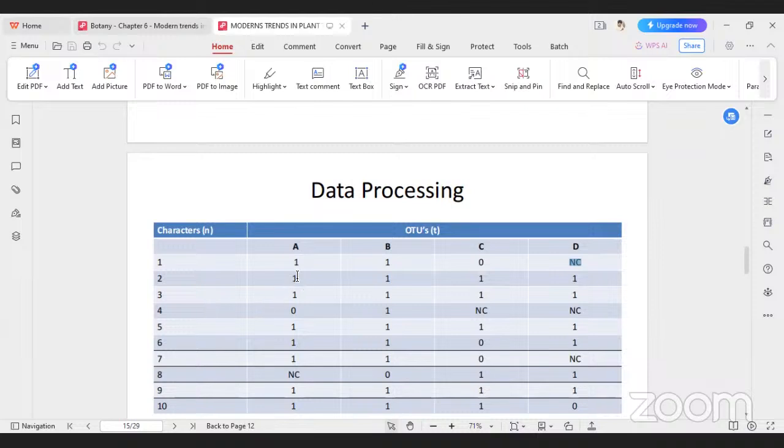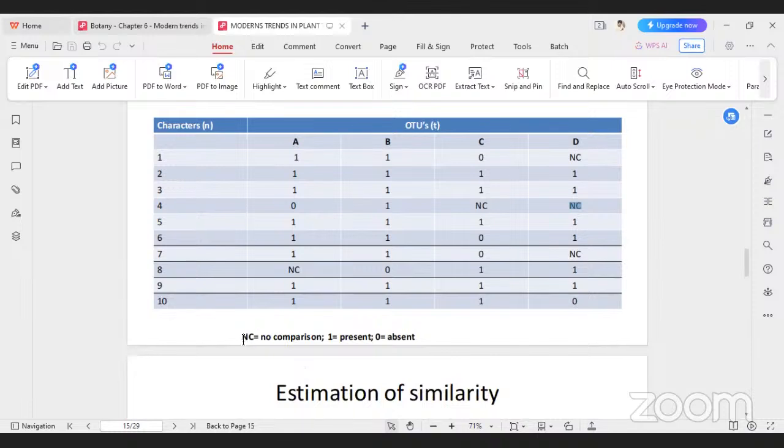The second character is present in A, B, C and D, all. The third character is the same. The fourth character is absent in the first, only B present, with no comparison in C and D. So this is the classification. Already given: NC for no comparison, 1 is present, 0 is absent.